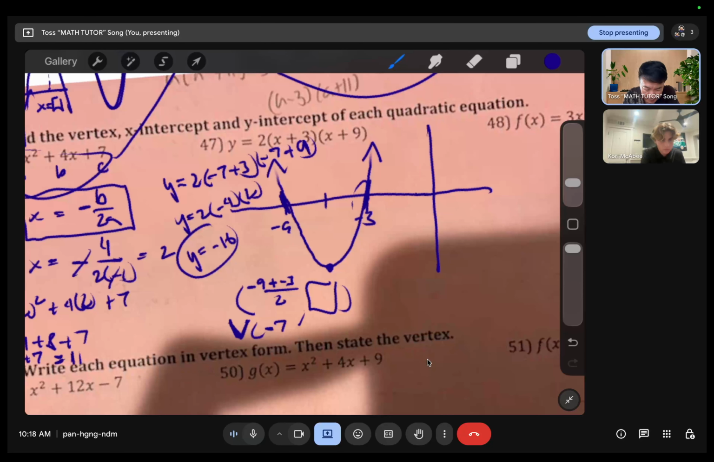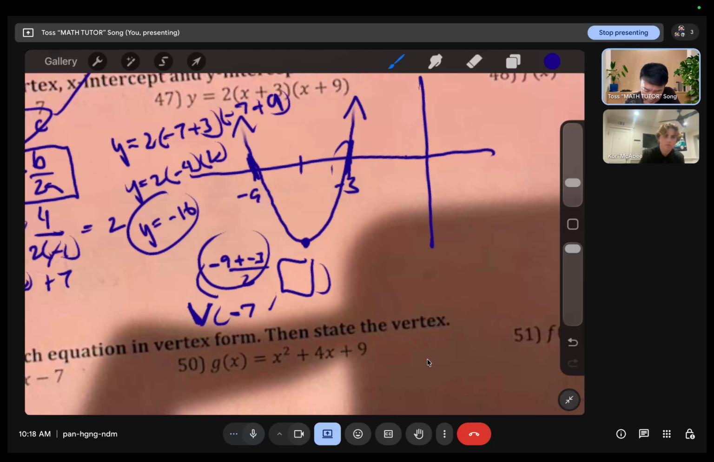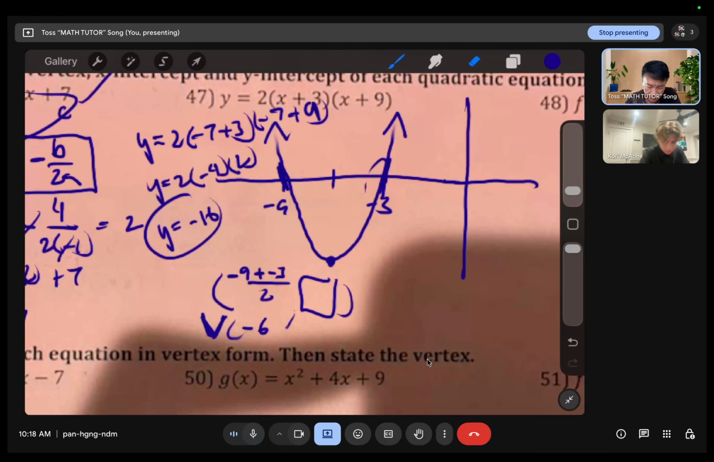Double check here. I plugged in -7 because I thought it's between -9 and -3. Wait, is that true? No, I got it wrong. -9 plus -3 is -12. -12 divided by 2 is -6. Sorry, it's not -7, it's -6. I'm glad I looked back. You okay? -9 plus -3 is -12 divided by 2, -6. That means these are wrong.